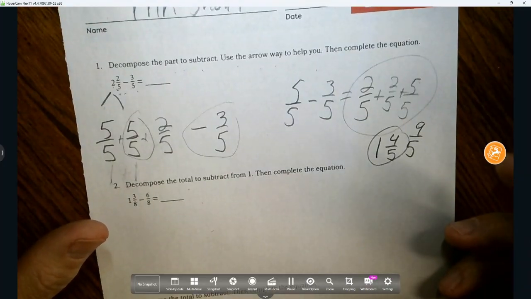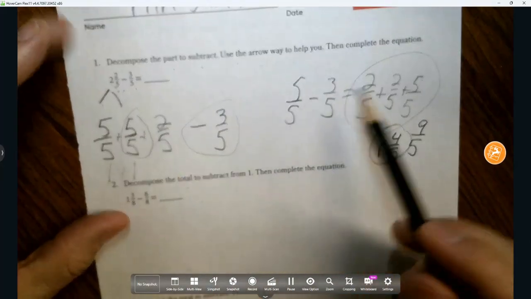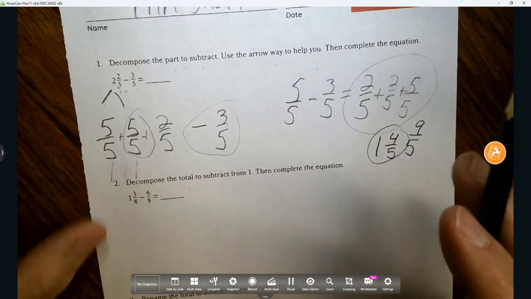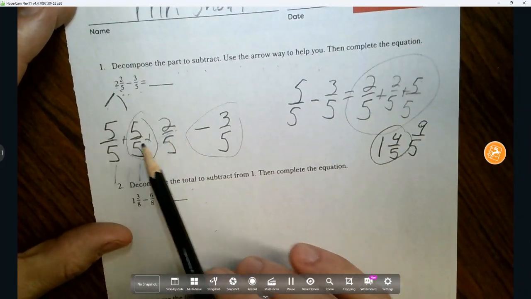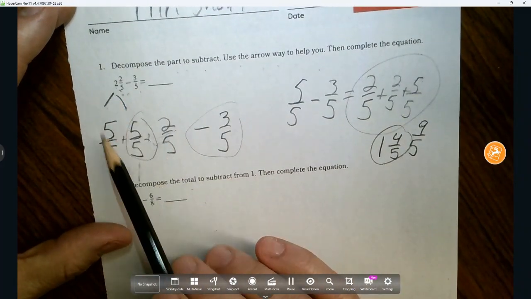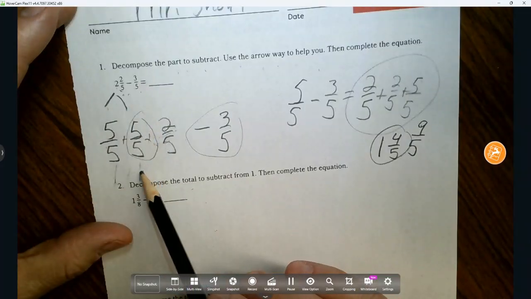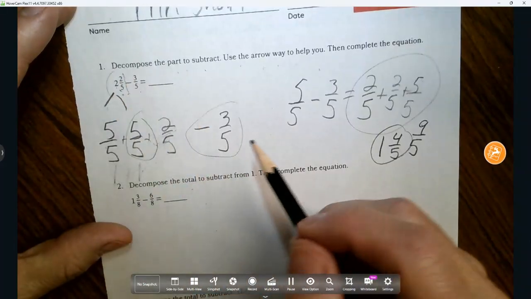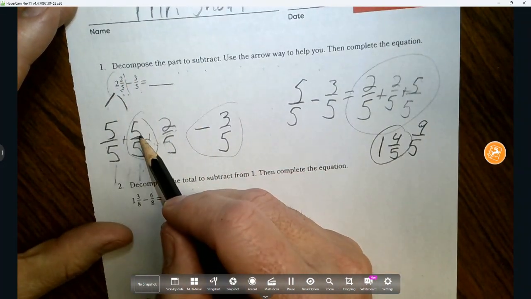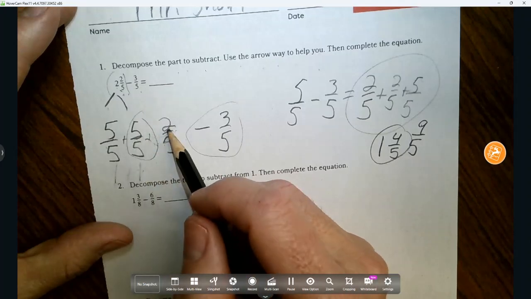I'm going to show another way real quick because pulling this out might confuse people. I don't want to do that. I still want to leave it like this, though. So just add this part now. All right, we have our 5 fifths from the 1, our 5 fifths for the 1. So that's the 1 plus 1, and then our 2 fifths. So this is all this part of the equation. So 5 plus 5 is 10. 10 plus 2 is 12.